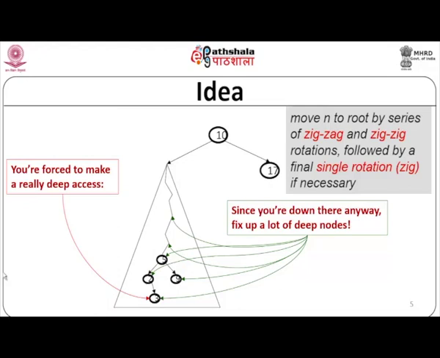We will define what the zig and zag are. These are new terms that we have not seen up to now, and it is followed by a final single rotation. Some of these rotations are similar to what we saw in AVL trees, but slightly different, we will go to that, and the terminology used is different. So, here the single rotation we call the zig operation if necessary. So, this is the basic idea of a splay tree.